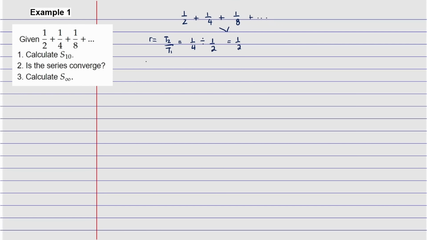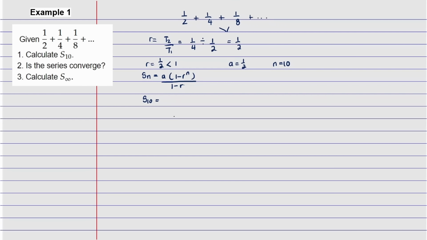Then what do we see? Since r is equal to 1 over 2, that means r is less than 1, meaning we're going to use this Sn. It's going to be a, open bracket, 1 minus r to the power n, then this is divided by 1 minus r, right? So now we know that here a is equal to a half. So we're going to substitute a, and we know that n in our case is equal to 10. So we're going to find S of 10.